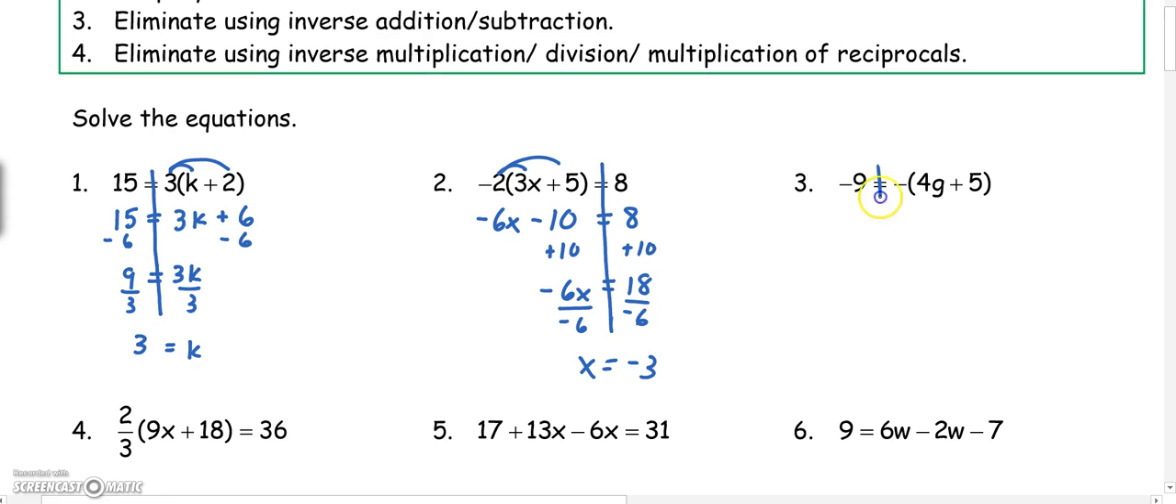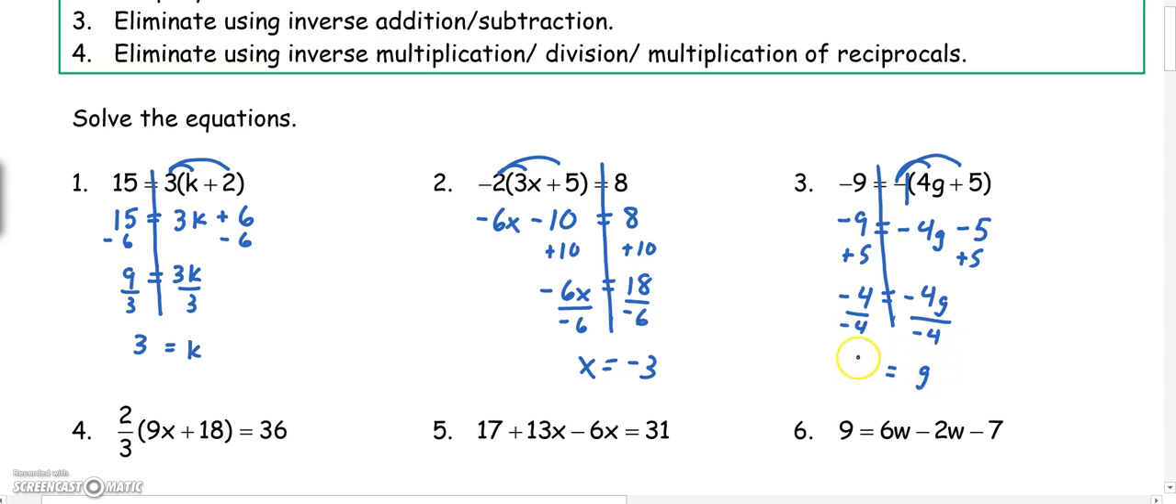Number 3, now, there doesn't look like there's a number out front of the parentheses, but there is a negative. So remember, when you see a negative, it's really a negative 1. So we are going to distribute negative 1, which changes the signs. So we now have negative 9 equals negative 4g minus 5. Our next step is to add 5 to both sides. Negative 4 is equal to negative 4g. Divide by negative 4. So g is equal to 1.